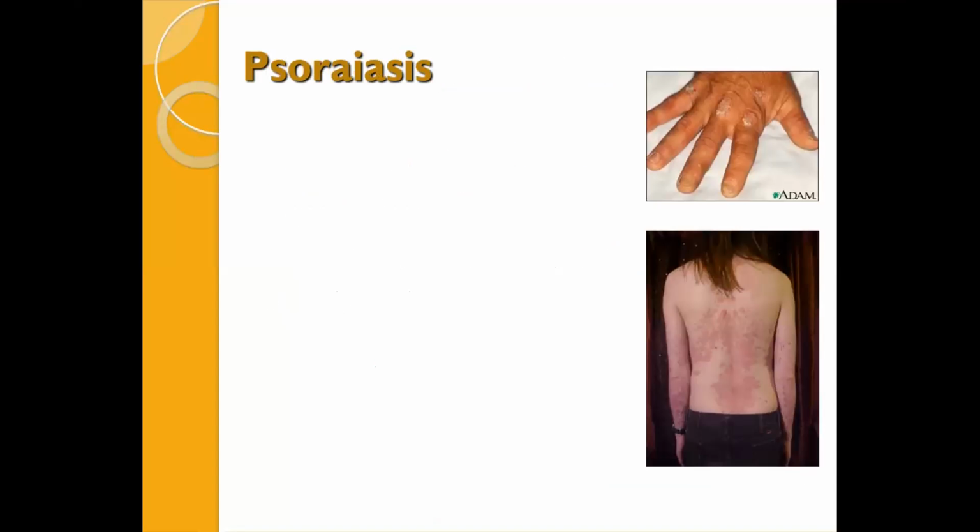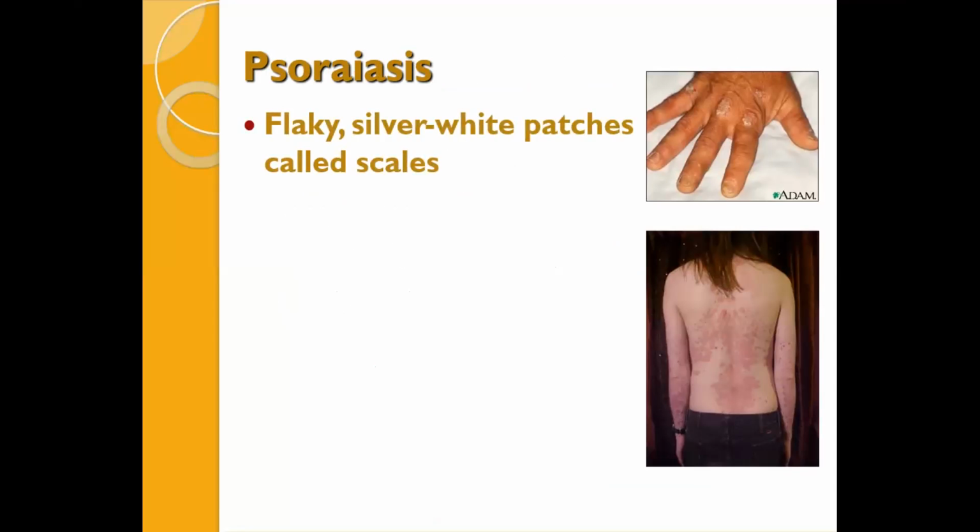Psoriasis. Psoriasis is represented by flaky silver white patches called scales. This is the overproduction of skin, overproduction of your epidermis. You're making way too much epidermis, way too much. Do you remember how long I told you it takes for your epidermis to go from the stratum basale to the stratum corneum, from the bottom of your epidermis to the top? A month. For people with psoriasis, you know how long it takes? One week. They make a lot of skin and they make it way too fast.